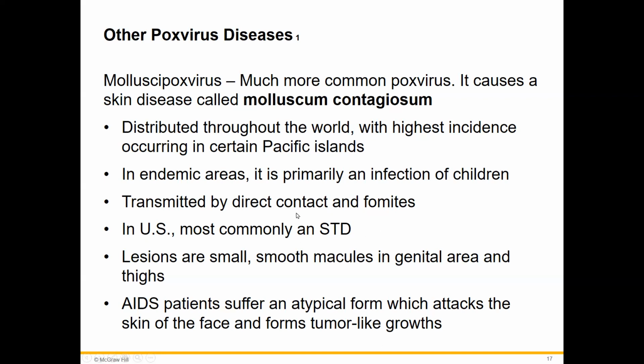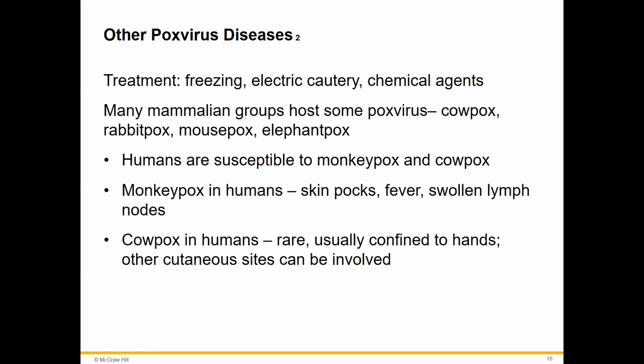In the United States, we often see it spread as an STD. The lesions are small. They're smooth macules in the genital area and thighs. And patients who have AIDS or severe immunocompromised states can get an atypical form, which can almost form a tumor-like growth to the face. And I do believe I have a picture in this presentation, so just warning if you're feeling squeamish. Okay, maybe I didn't, but I might have pictures in the future. So if you're feeling squeamish, just like, I'm sorry, I looked down.